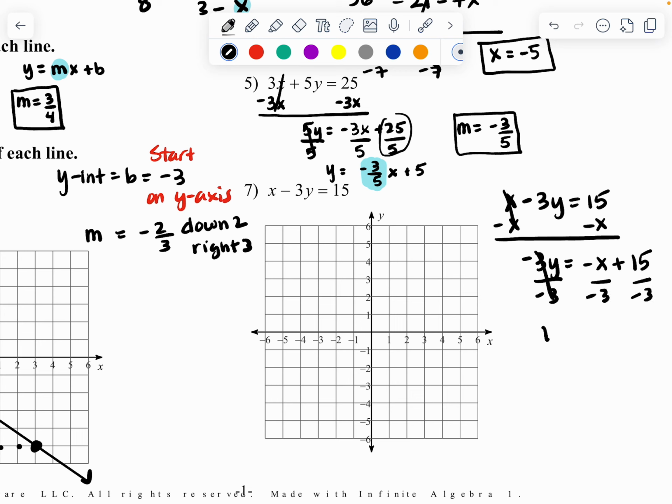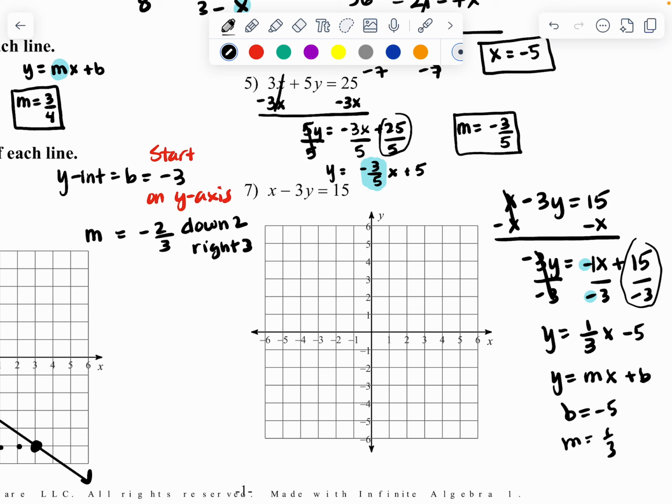It's kind of funny, there's a little invisible 1 here. You can't see it, but it's there. First of all, a negative over a negative, these are going to cancel each other out. That's just going to be a positive. So really, this is 1/3 x, and then 15 divided by negative 3 is negative 5. Now that I'm in mx plus b form, my b equals -5, and my m equals 1/3.